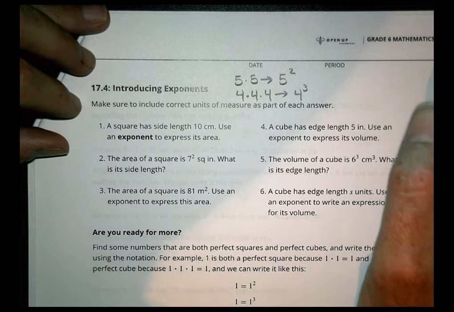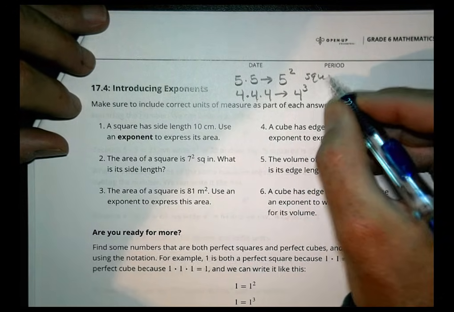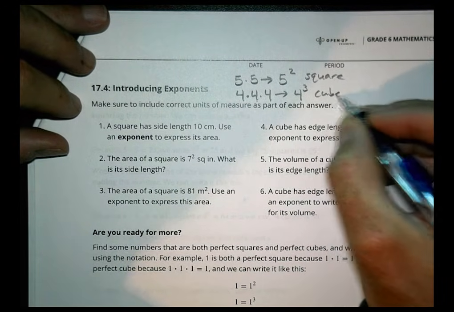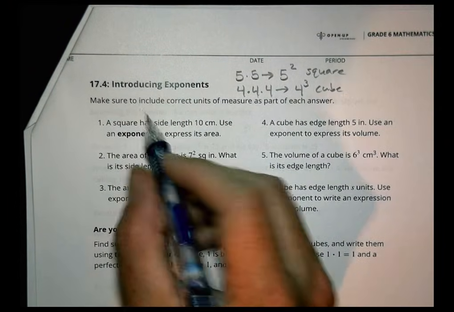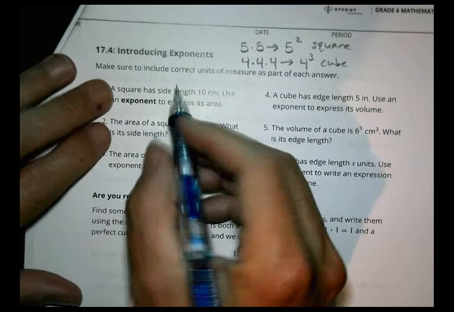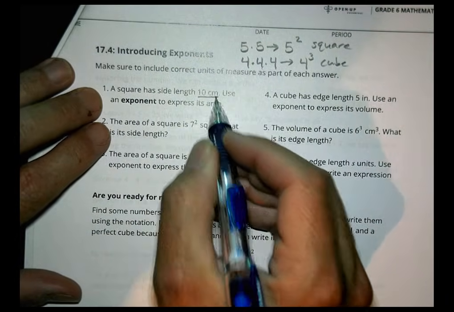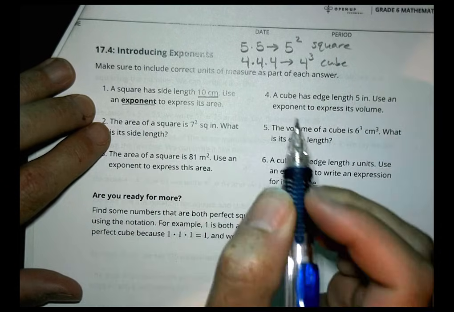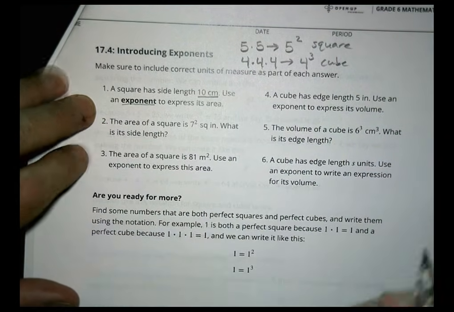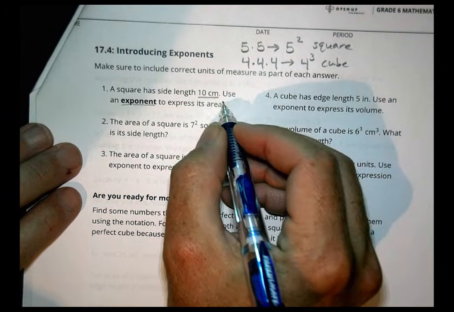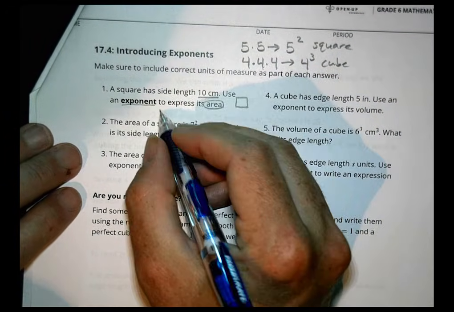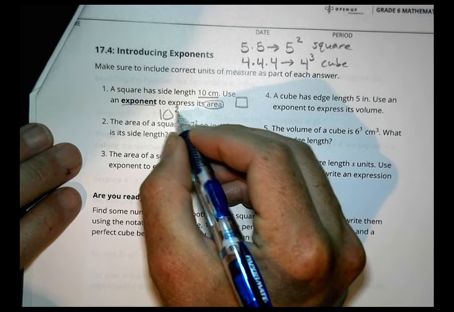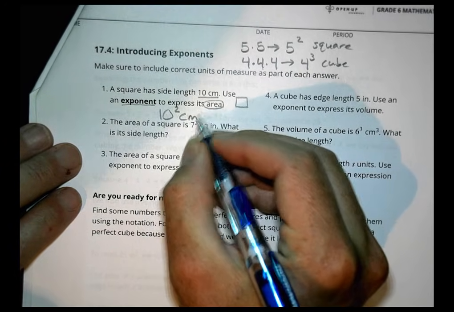Okay, so I have squaring, and I have cubing. So here we want to take a look at how those exponents work out. So the square has a side length of 10 centimeters. Use an exponent to express its area. That means leave the exponent attached. So with an area, we're going to be finding just the square of it, right? So this would be 10 squared centimeters squared.